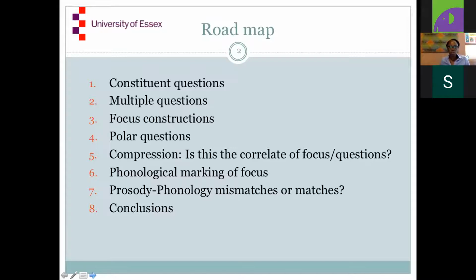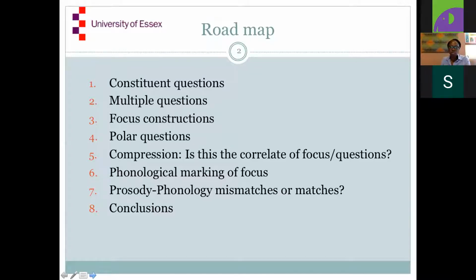By this, I mean questions where you've got an actual question word, and then look at the intonation of what it looks like in multiple questions, and then try to compare that with focus constructions, as we were just discussing at the end of Frank's talk, in terms of there being a connection between focus and questions, to see whether we see something similar. And then I'll look at just a slide or two on polar questions to see what the contrast is in terms of the intonation, and then look a little bit at compression.